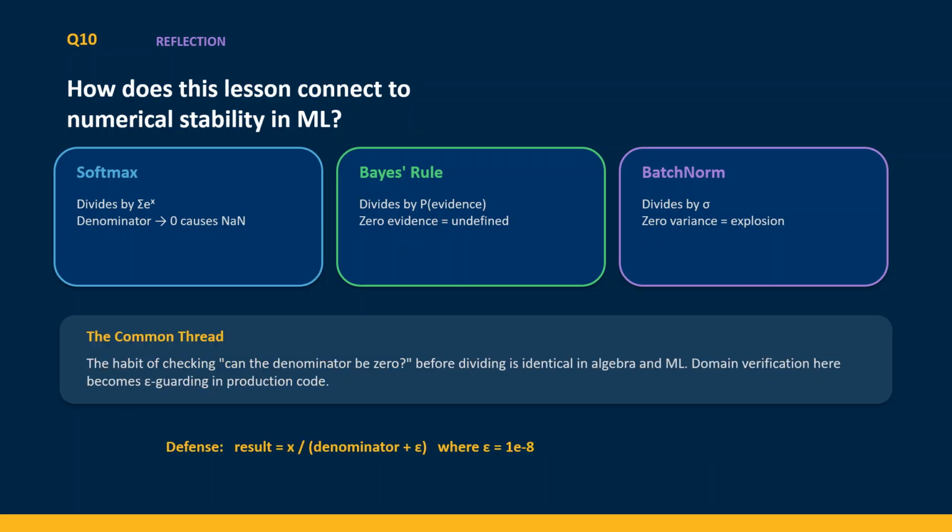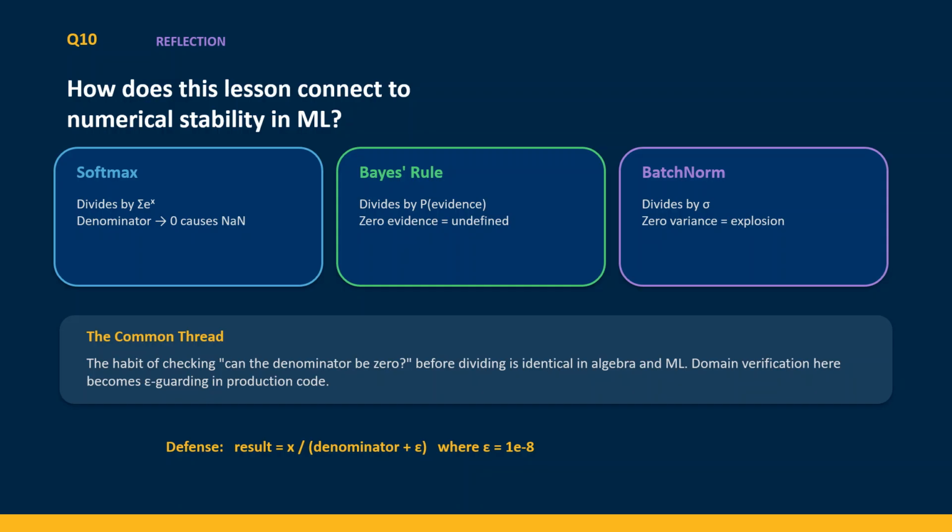The connection is direct and substantive. Many core machine learning computations involve division. The softmax function divides each exponentiated logit by the sum of all exponentiated logits. Bayesian inference divides a joint probability by a marginal probability. Batch normalization divides centered activations by the standard deviation.